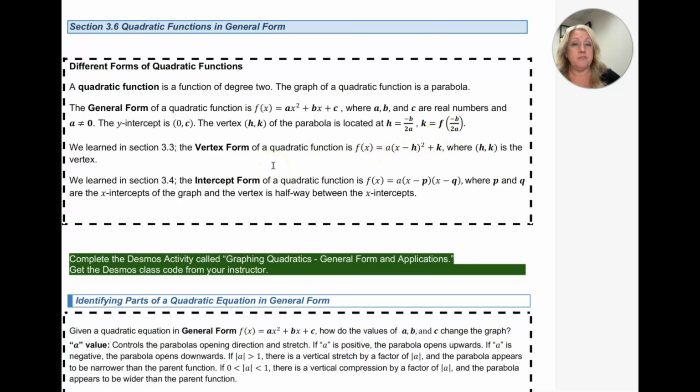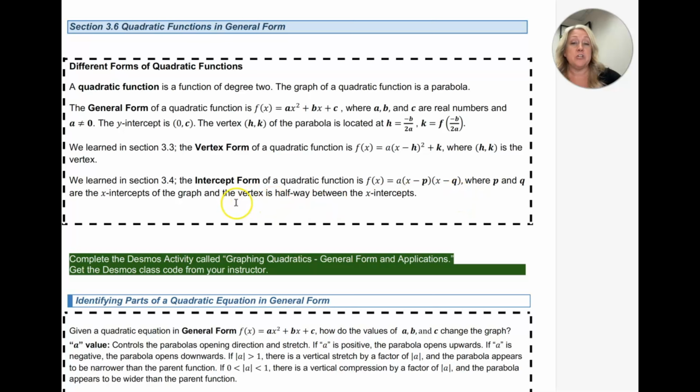All right, now just a little bit of review from before. Back in 3.3, we talked about vertex form being f of x equals a times x minus h quantity squared plus k, where h and k is the vertex. So in this one we can see that we have the vertex easily found, thus it's called the vertex form. And then in 3.4 we talked about intercept form, which looks like f of x equals a times x minus p times x minus q, where p and q are the x-intercepts of the graph.